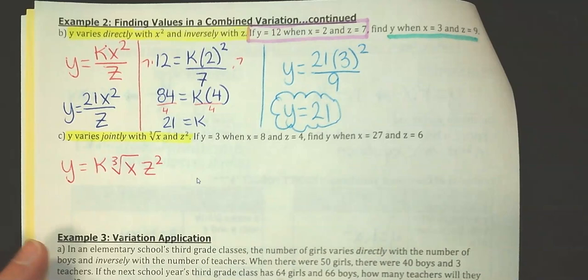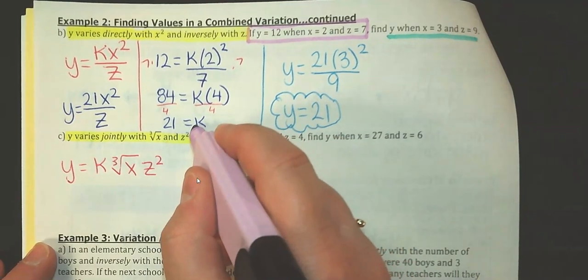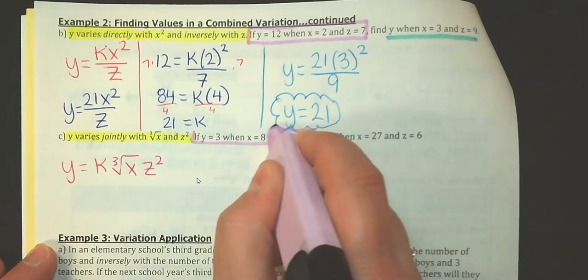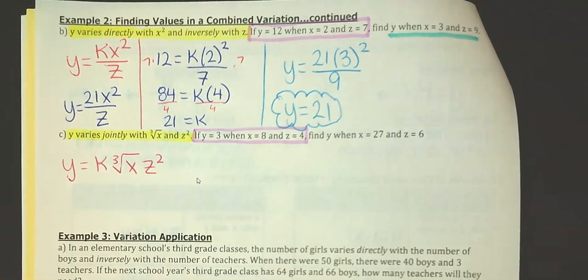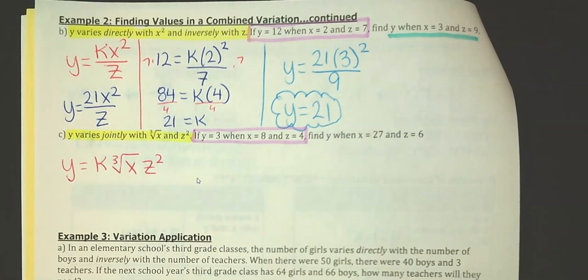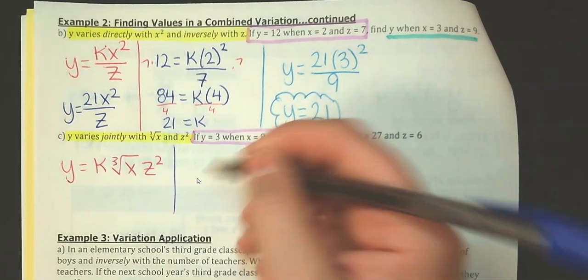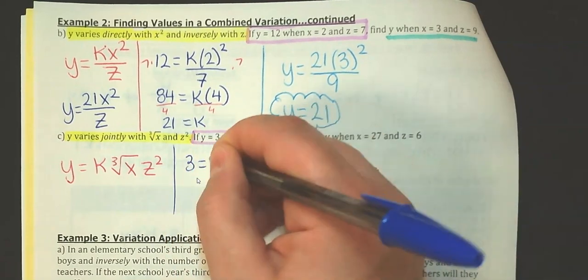Okay, so there's our general form. Then they're just going to give us just enough. It says y is 3 when x is 8, z is 4. So we're just going to plug that info in. So 3 goes in for y. I don't know k.